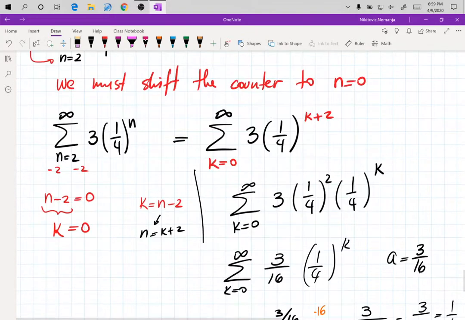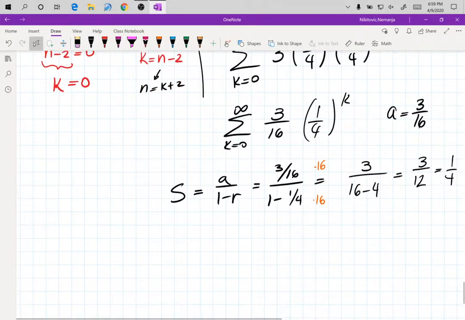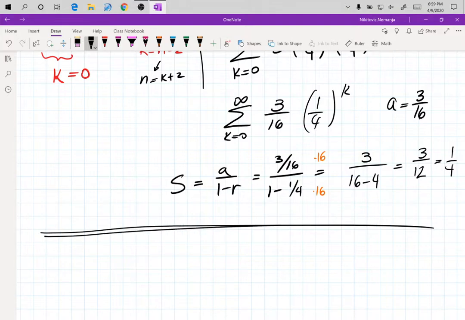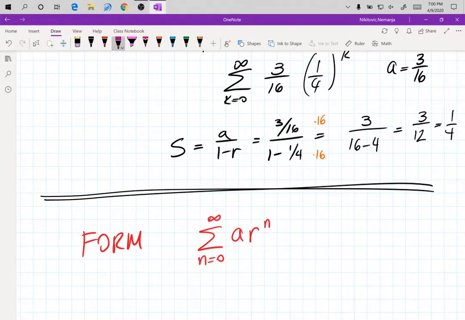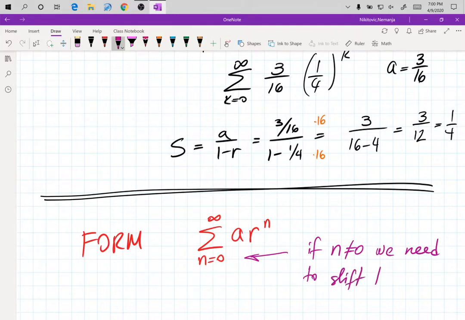And that's geometric series. Be very careful to always have the form for geometric series: summation n goes from 0 to infinity of a r to the n. And I'm just going to make it clear. I'm going to point the arrow. If n is not 0, we need to shift the counter back to 0. And that's the procedure up there.